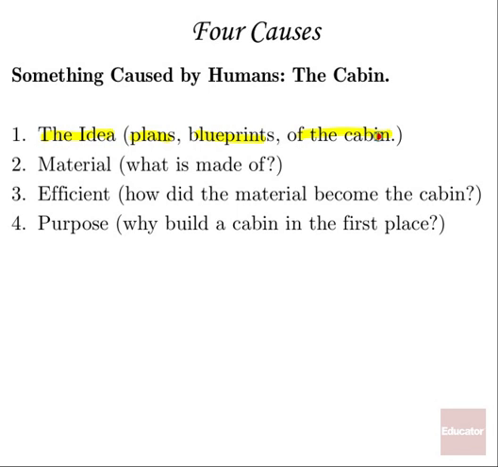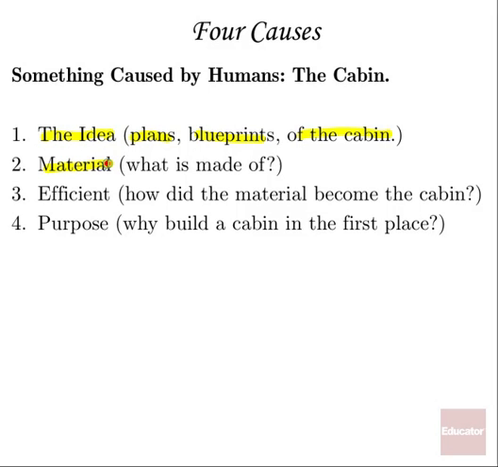Now, of course, blueprints don't just magically become a cabin. You had to get some material to make the cabin. So let's get some stone. Let's get some brick. Let's get some brass pipes. Let's get some lumber and some roofing. And let's get something for the bathroom, some tile, whatever it is we need. We need all that stuff.